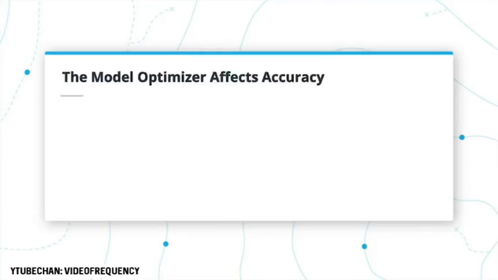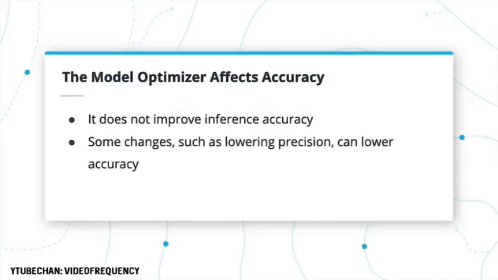An important thing to note about the model optimizer is that it does not improve accuracy. In fact, there's sometimes some loss of accuracy as a result of changes like using lower precision. However, these losses in accuracy are minimal. We'll actually look a little more in depth at some optimization techniques in a subsequent video.